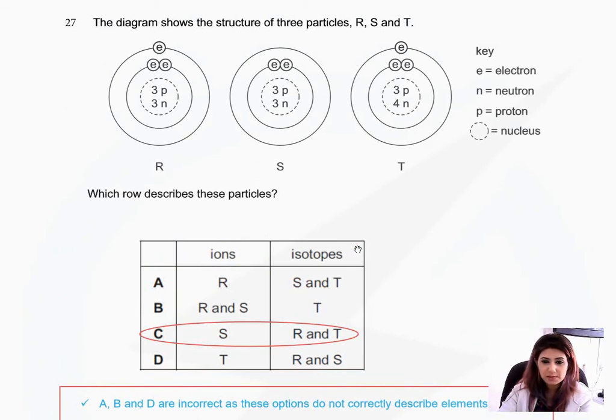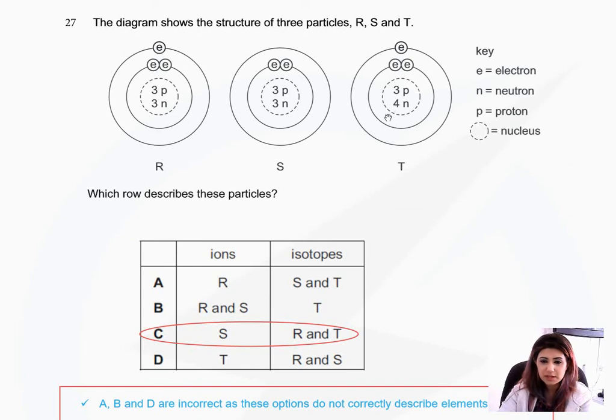Which word describes these particles? We have between isotopes and ions. Isotopes: protons and electrons the same, neutrons different. Let's see. Protons, neutrons the same, so this here can't be an isotope because the neutrons have to be different. Protons the same, but neutrons different, so these two could be isotopes, but then there's a problem because the electrons are also different. The number of electrons has to be the same.